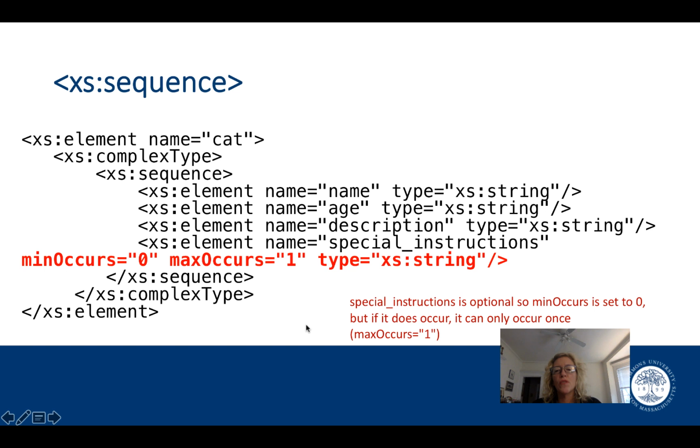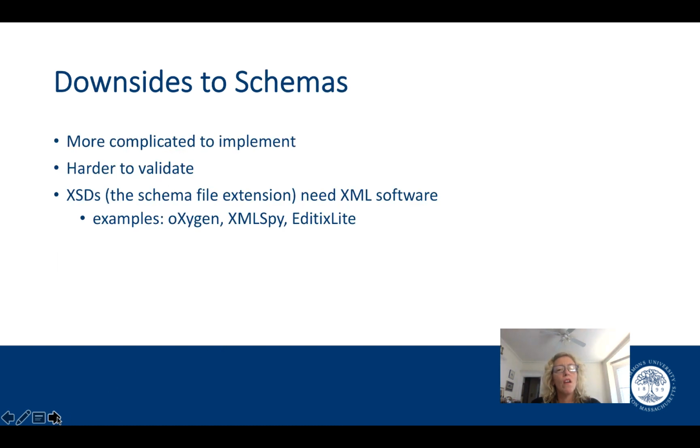And then we have special instructions. It's optional, so minOccurs is set to 0, but if it does occur, it can only occur once. So we have the minimum number of times it can occur and the maximum. It's just going to be one time.